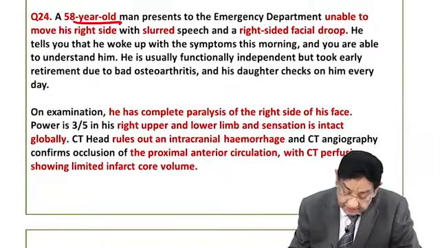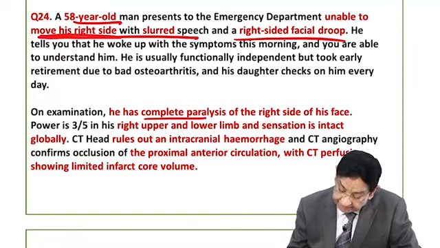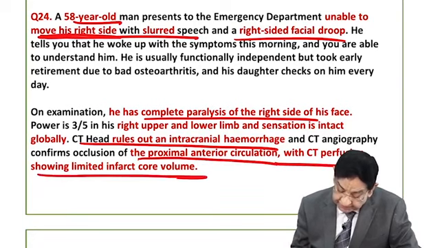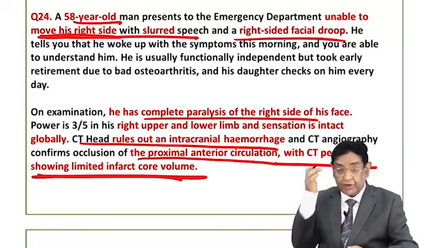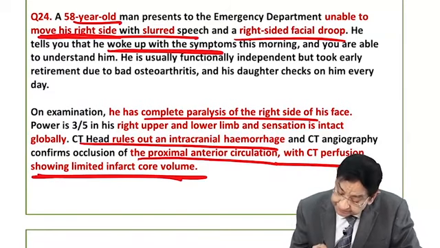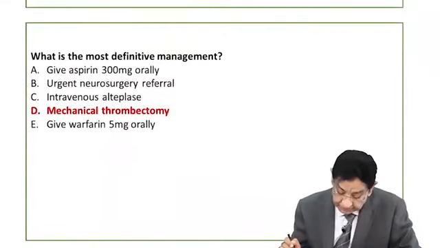A 58-year-old, unable to move his right side, slurred speech, right facial drop, complete paralysis of the right side. CT scan rules out hemorrhage, and CT angiography confirms proximal anterior circulation occlusion, with CT perfusion showing limited infarct core volume. And this was noticed when he woke up in the morning, right?